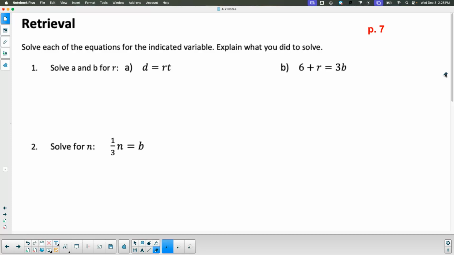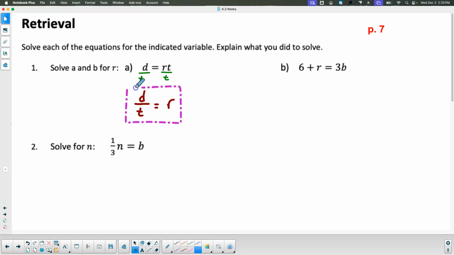Okay? Go for it. So if I want to get R by itself in part A, what do I need to do? Divide both sides by t. By t, because R is being multiplied with t, so then the opposite of that would be dividing. So I'm going to divide both sides here by t, and so I get d over t is equal to R. And that's it solved for R because it's in R equals form. R equals is the same as equals R.